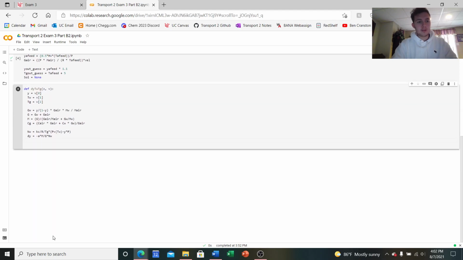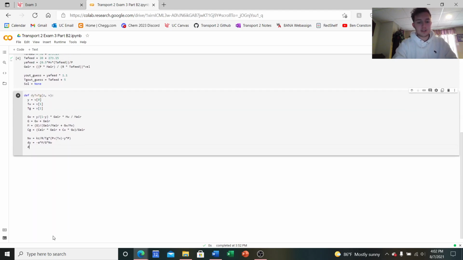Now we need to go through and derive the other two. So the second one is going to be the change in temperature of the water with respect to the cooling tower and where that's going to be going. And so that is going to be the specific area that we calculated previously divided by the liquid flow rate.